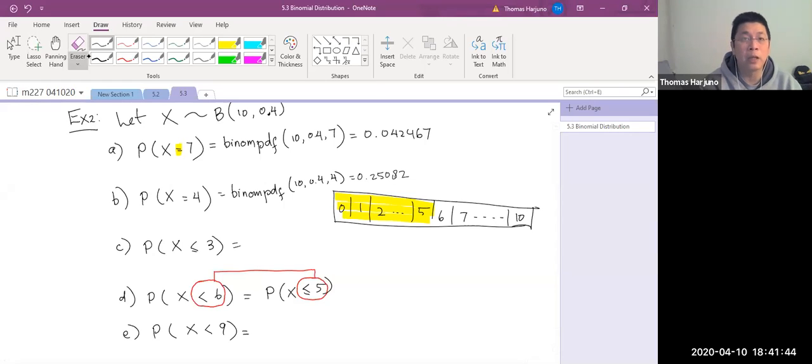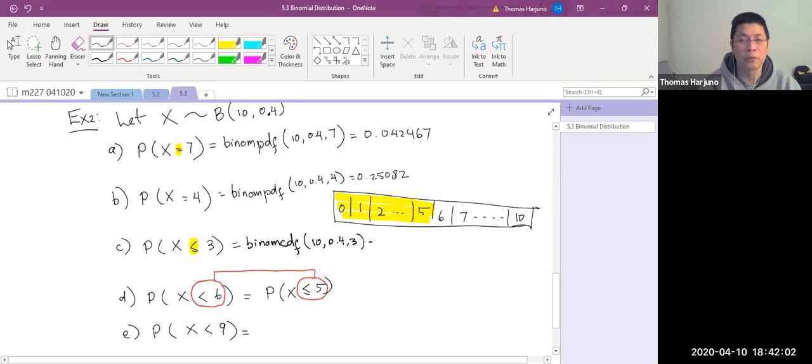Now, probability that X is at most 3, because at most 3 means it is up to 3. That's binomcdf, N, P, R, the number of outcomes, the cumulative outcomes. That will be binomcdf 10, 0.4, 3. I get 0.38228.